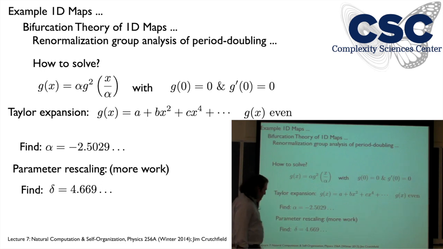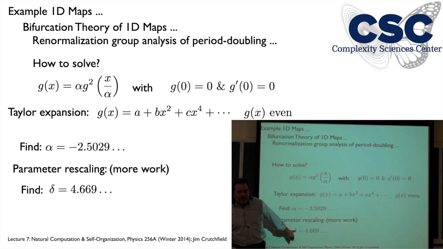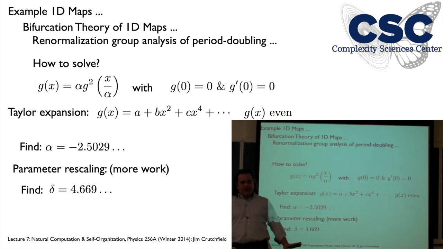There's a fair amount more work to do if you want to calculate this parameter rescaling value, delta, 4.7. Similar kind of calculation, expanding to some order. So again, we didn't go through the calculation here. Strogatz does a little more in-depth sort of stepping through the calculation. You can do it to 2nd order. It doesn't take too long to do that by hand.